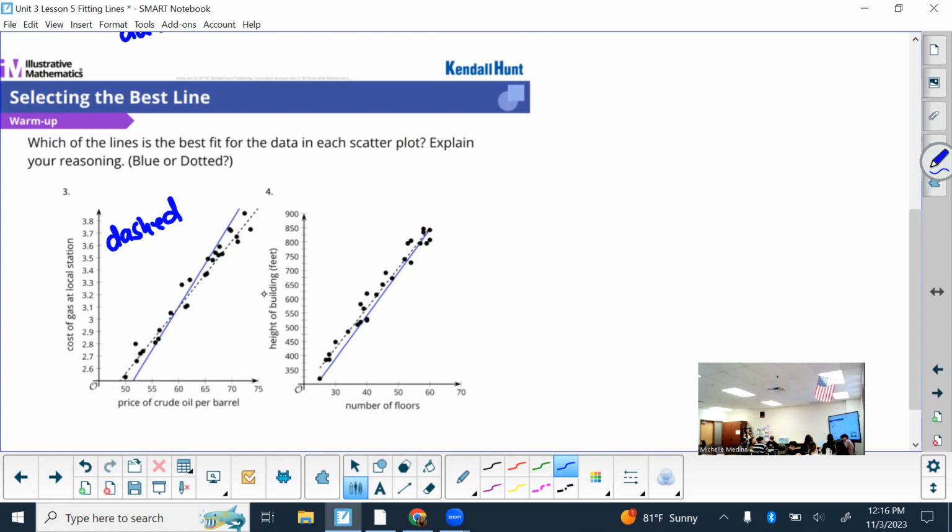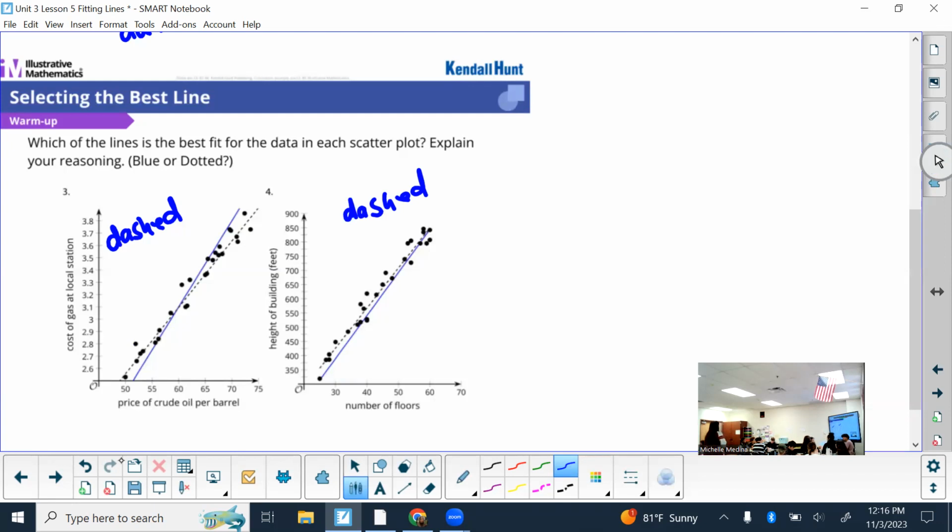And table 2, number 4, solid or dashed? Okay, I agree. The solid one is under the majority of the points, whereas the dashed one's more in the middle. So that's how you know, that's easy to tell.